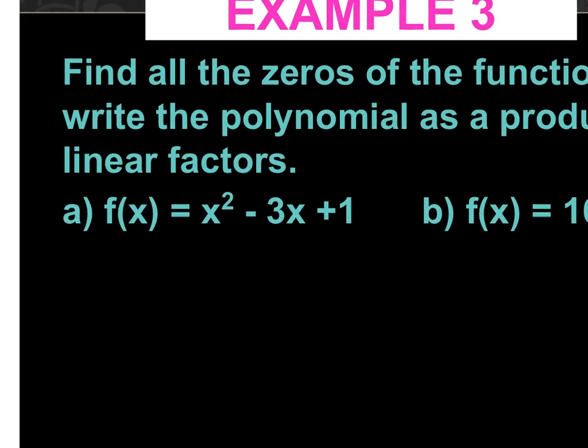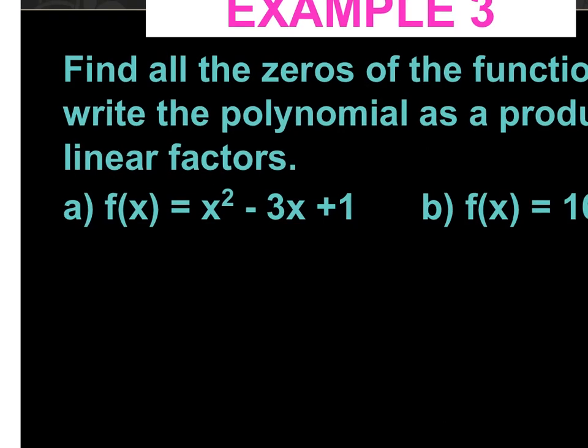No problem. All right. What's the first thing I'm going to try and do here? I'm going to try and factor. What are the factors of 1 that multiply to give me 1 and add to give me negative 3? Nothing. Okay, if it doesn't factor, there's no GCF. What do I use? The quadratic formula.